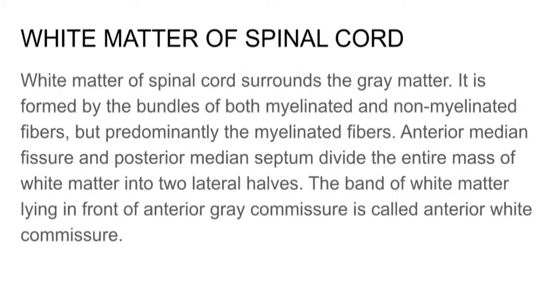White matter of spinal cord. White matter of spinal cord surrounds the grey matter. It is formed by bundles of both myelinated and non-myelinated fibers, but predominantly the myelinated fibers. Anterior median fissure and posterior median septum divide the entire mass of white matter into two lateral halves. The band of white matter that lies in front of anterior grey commissure is called anterior white commissure.